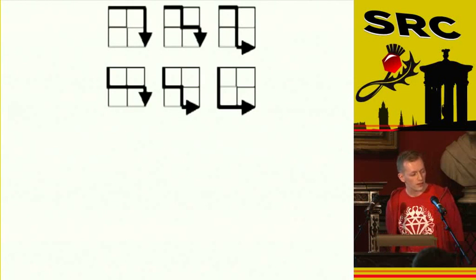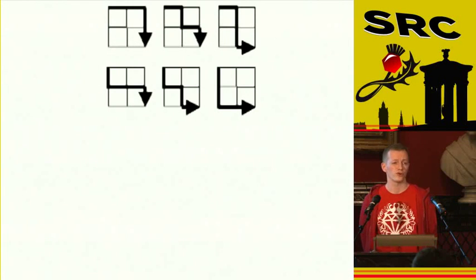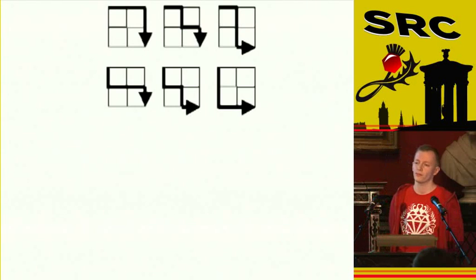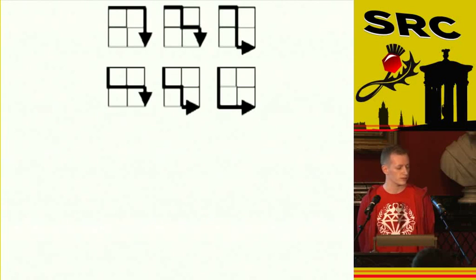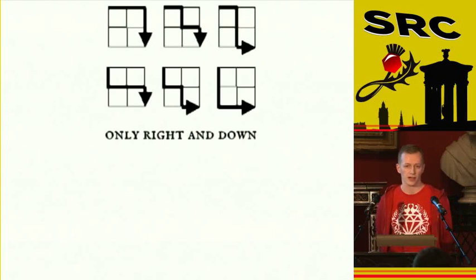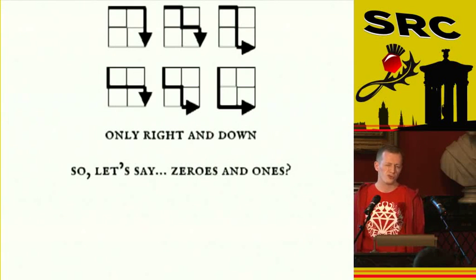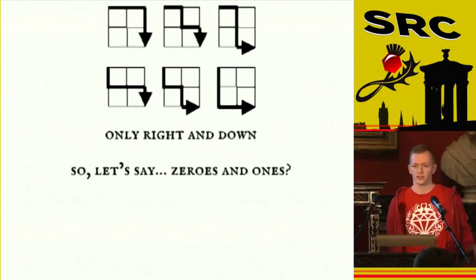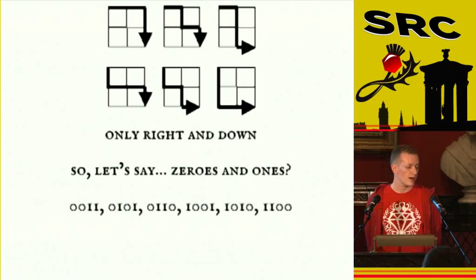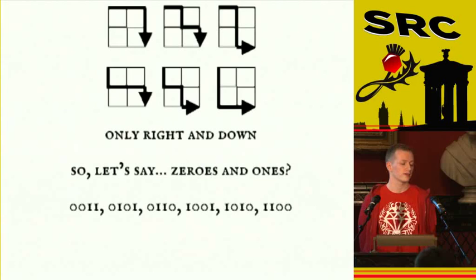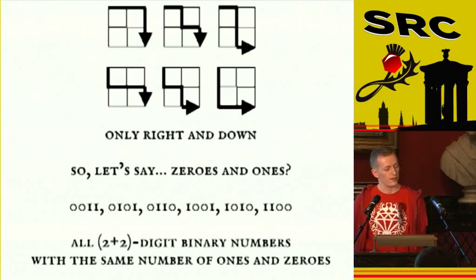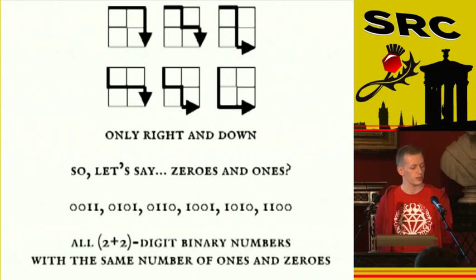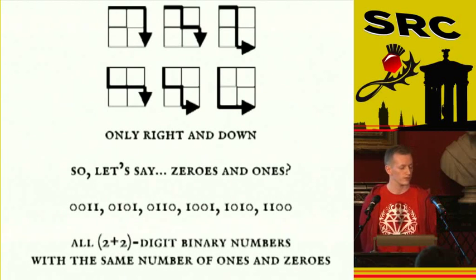If you think about it, one approach, which is definitely not the best one, but one that could come to your mind first, is that there are only right and down turns. So we could represent them with zeros and ones. This is how a programmer's mind usually works. These 6 paths are 0011, 0101, and so forth. So for a 2x2 grid we want to find all 2 plus 2 digit binary numbers with the same number of ones and zeros. These will be the different paths, one of the representations.